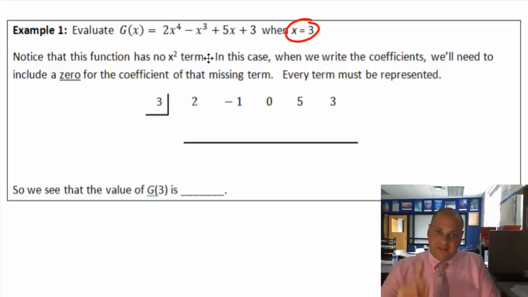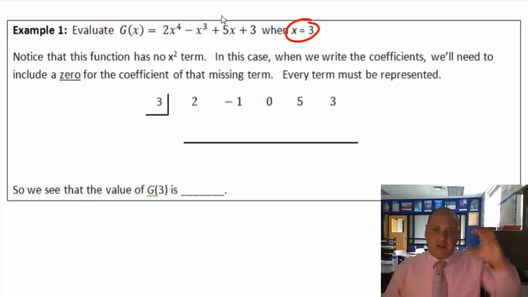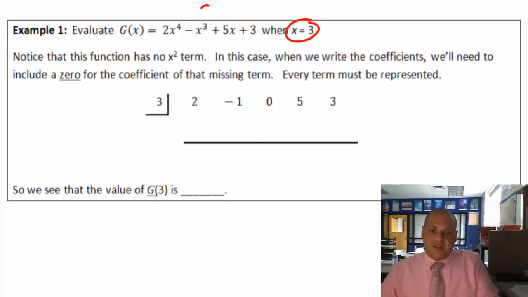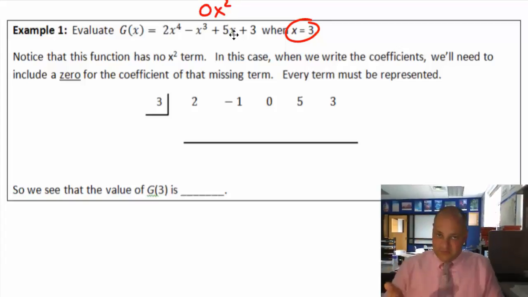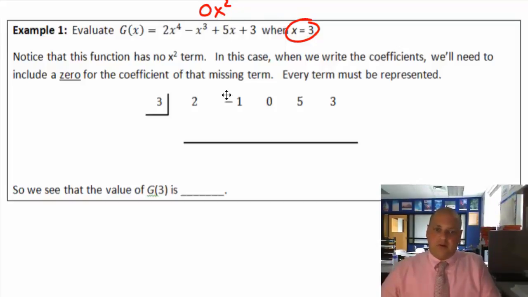Now, in this case, we don't have an x squared term. We did this when we were adding and subtracting polynomials. You want to make sure you have that placeholder. You have to have every single term represented. So there is a 0x squared here, even though it's not written, and that's why I was getting you to write it when we did lesson 2. But yes, there is a 0x squared term. So it's 2, negative 1, 0, 5, 3.